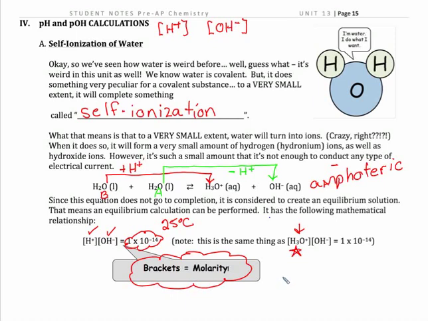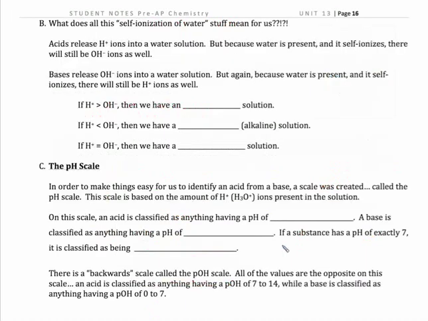Now, note this is at 25 degrees Celsius, which is kind of interesting because pH is 7, and we're going to see how that relates to this in just a minute. But that's at 25 degrees Celsius. All right, and that's what we'll be focusing on.